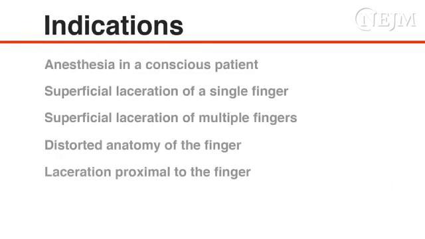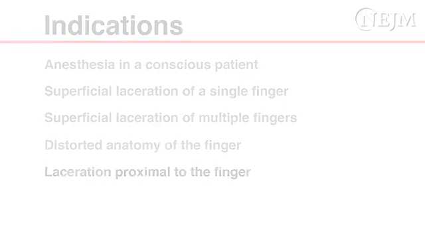Peripheral nerve block is indicated when there is a need for surgical anesthesia in a conscious patient. Patients with a superficial laceration of a single finger may benefit from a digital nerve block. A wrist block may be indicated if lacerations involve multiple fingers, if the injury requires extensive irrigation or debridement, if the anatomy of the finger is distorted by swelling or trauma, or if the laceration is proximal to the finger.